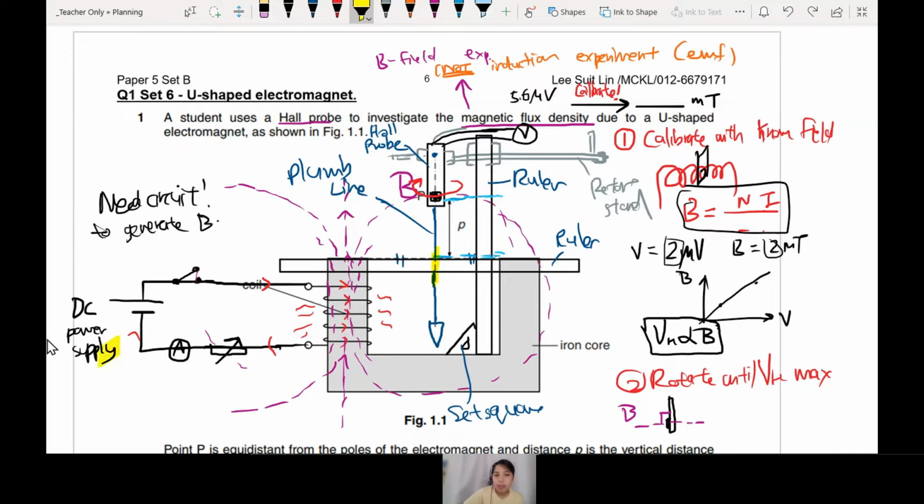So that's why we use a DC power supply. This is what we call a magnetic flux density experiment, a B field experiment. This is not an induction experiment.